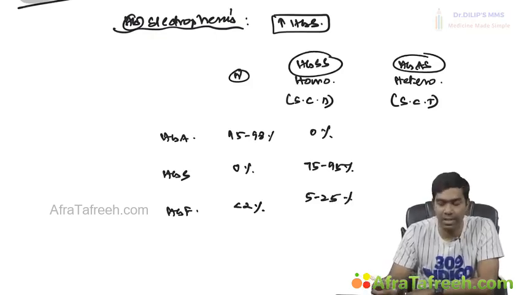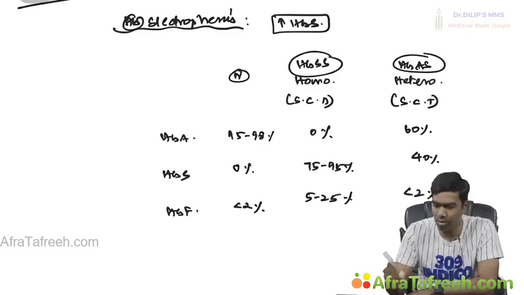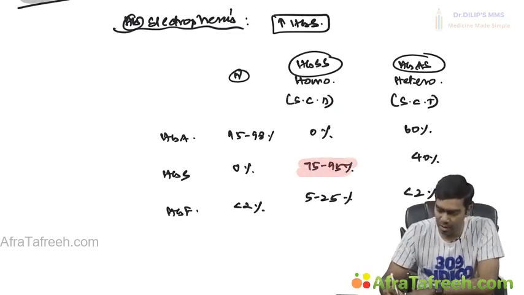And if you ask me in a sickle cell trait, what will be the answer? Your HbA will be somewhere around 60%, and HbS will be somewhere around 40%, and HbF will be as usual normal, less than 2%. So this is what is going to happen in a sickle cell trait. So these numbers are very important.